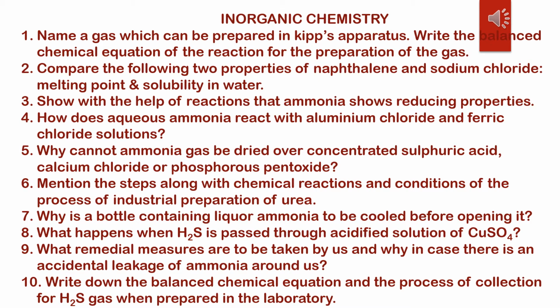Next question. Mention the steps along with chemical reactions and conditions of the process of industrial preparation of urea. So urea is prepared by reaction between ammonia and carbon dioxide at elevated temperature and at high pressure, approximate 200 atmosphere. CO2 + 2NH3 = CO(NH2)2, that is urea, + H2O.